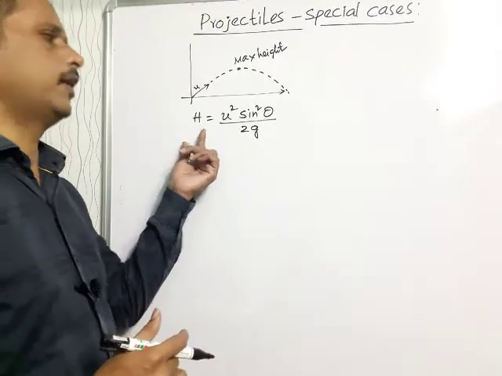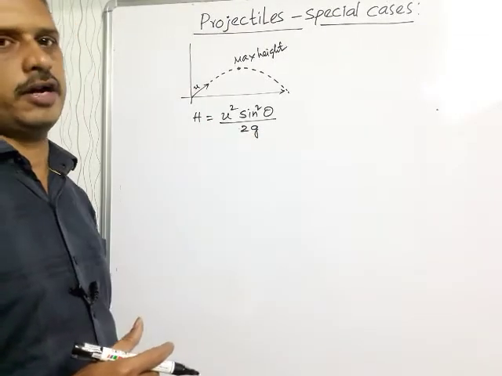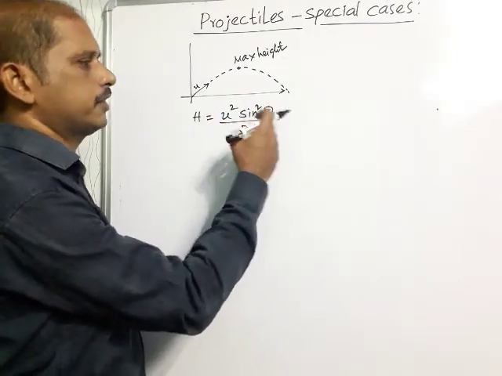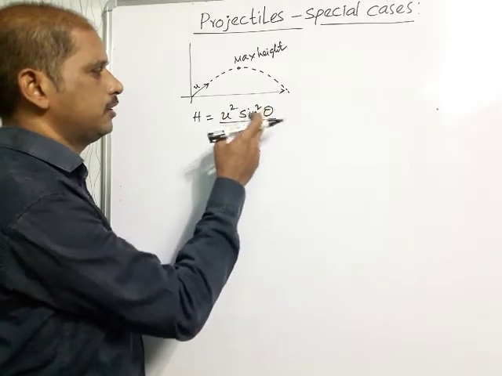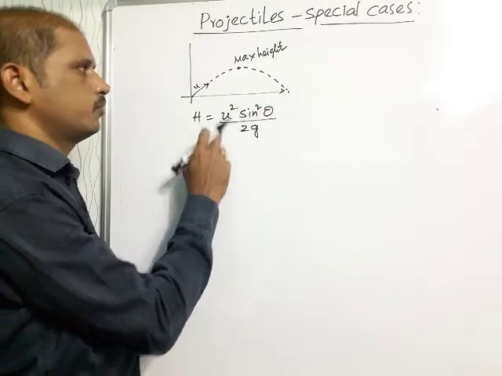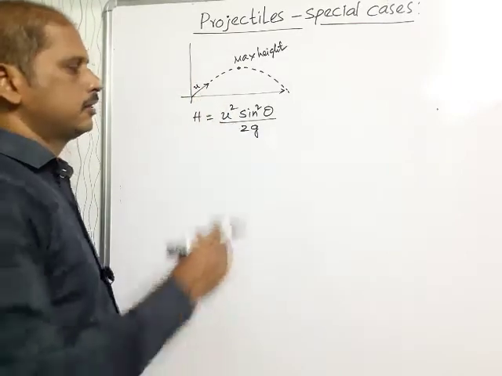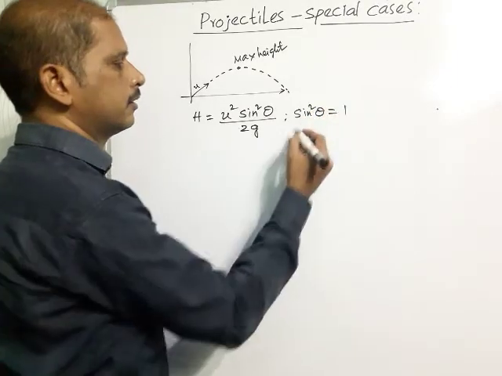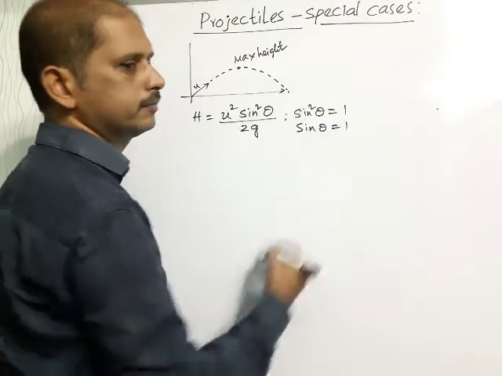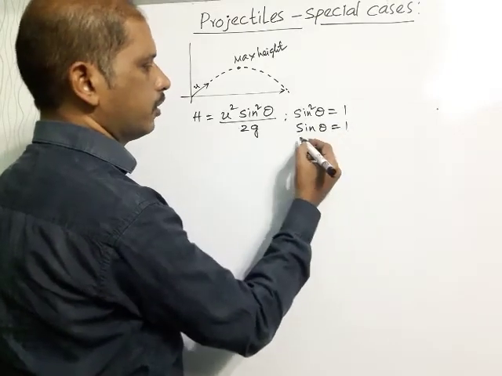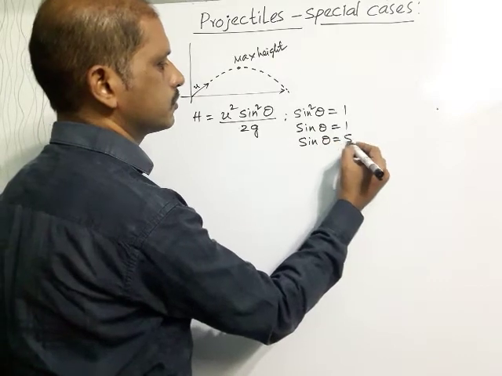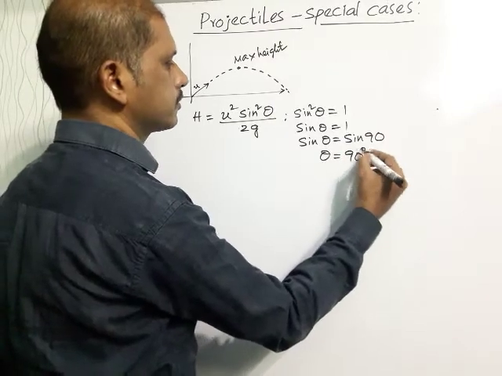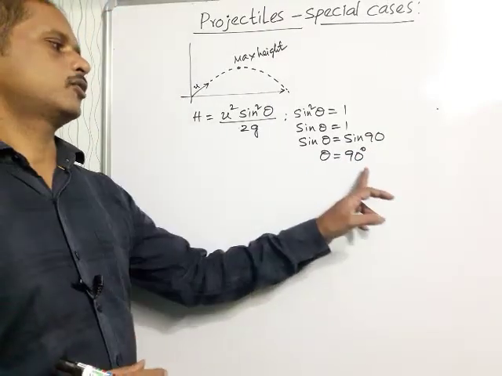In the height formula, to get the maximum height, what should be the angle of projection? To get the maximum height, sin square theta should be 1. If sin square theta is 1, then u square by 2g, that is the maximum vertical distance, you can get. So the condition is sin square theta equals 1, or sin theta equals 1. When sin theta is equal to 1, it means sin theta is equal to sin 90. So theta is equal to 90 degrees. So theta should be 90 degrees.